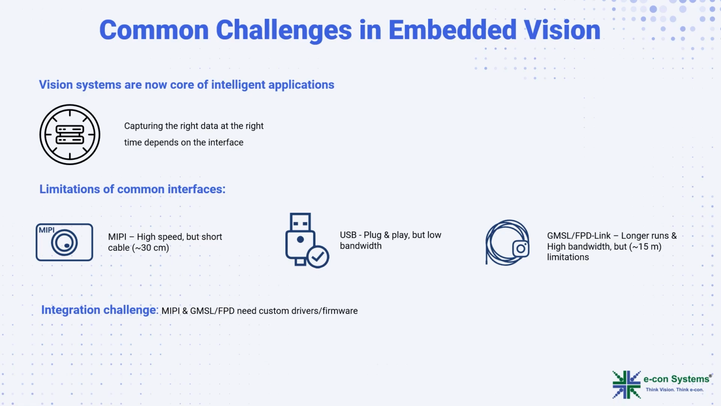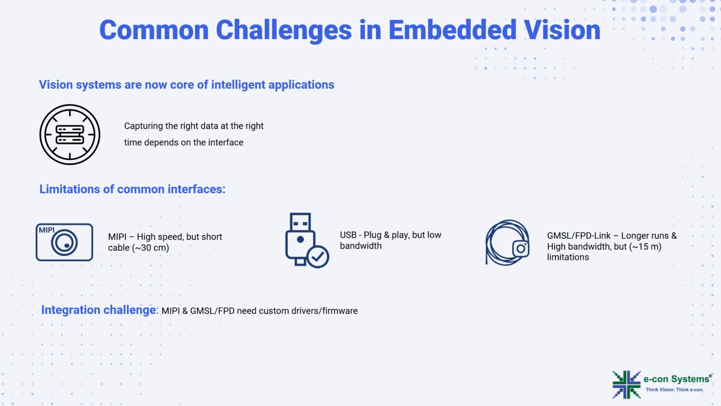But there is a challenge: capturing the right data at the right time and delivering it quickly to the processing unit. It depends heavily on the interface you choose. The wrong interface can limit the range, reduce bandwidth, or complicate integration. The right one, on the other hand, can unlock powerful capabilities, simplify the deployment, and scale effortlessly. These are a few of the interfaces in embedded vision.